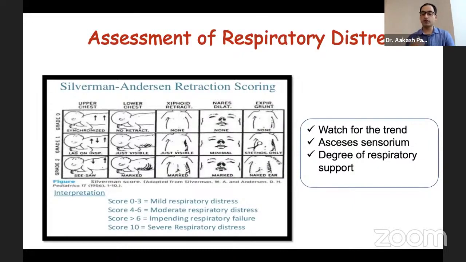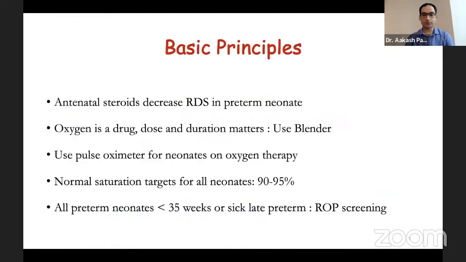For example, if the score remains at 6, but the respiratory support FiO2 has gone from 30 to 80, or the CPAP pressures have gone from 5 to 7, we cannot call both the babies as having the same kind of respiratory distress. So always talk about these things apart from the scoring. That is the trend of, is the baby improving, worsening, or static? What is the sensorium? And the last but not the least, degree of respiratory support.